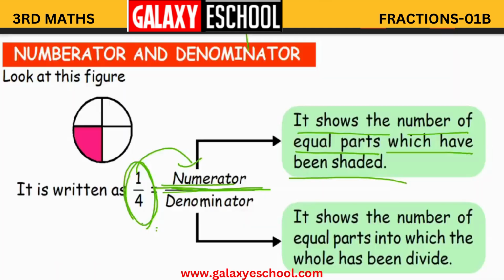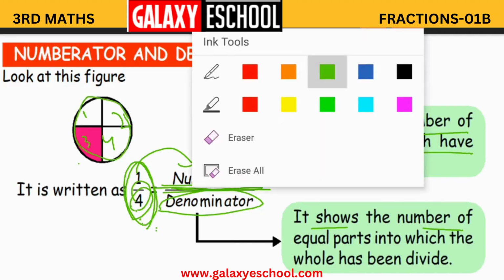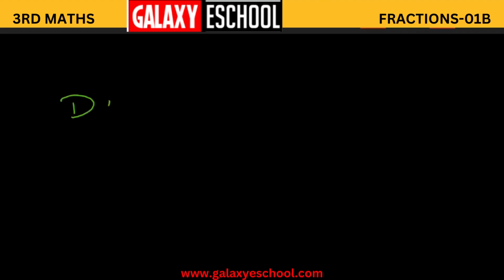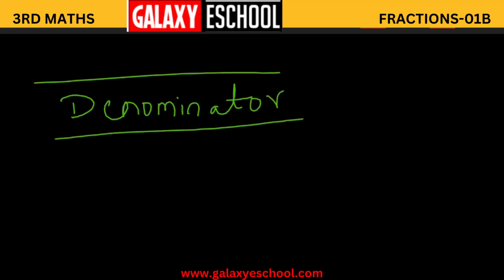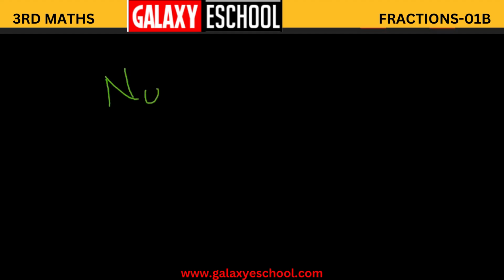Okay. Now coming to denominator. It shows the number of equal parts into which the whole has been divided. Yes, now what do we write below? See here we are having 1, 2, 3, 4 parts. So the total number of parts into which the whole is divided is written below. And what is it called? Denominator. D-E-N-O-M-I-N-A-T-O-R. Understood children?